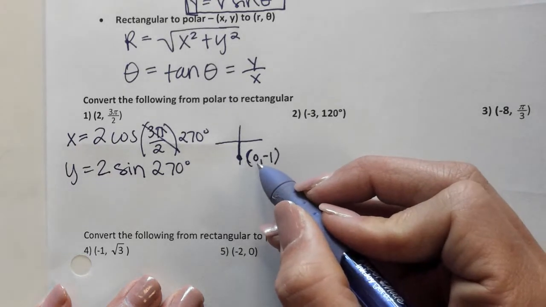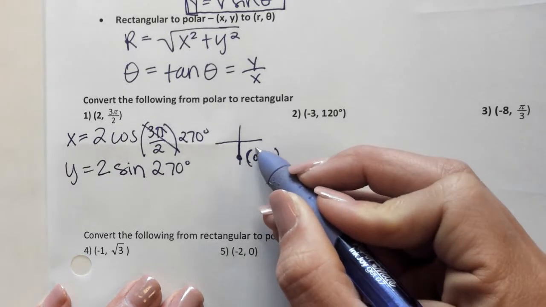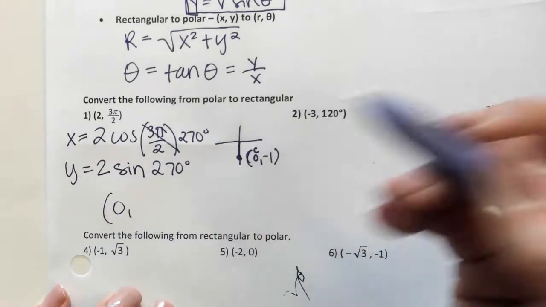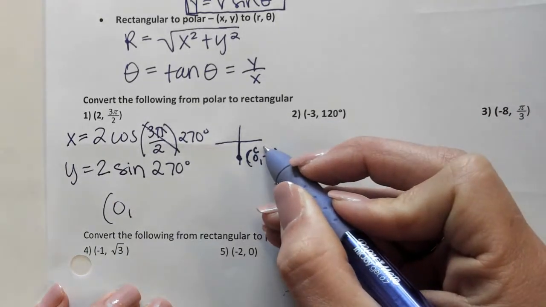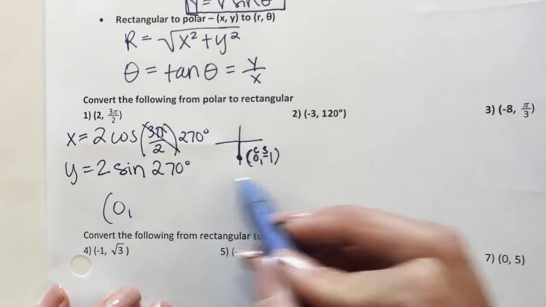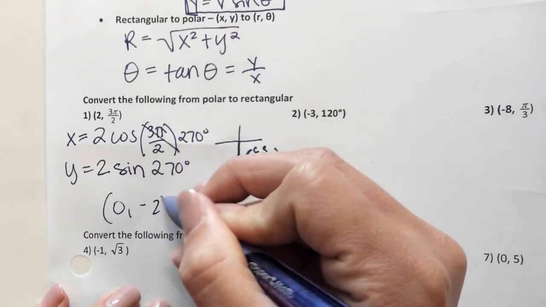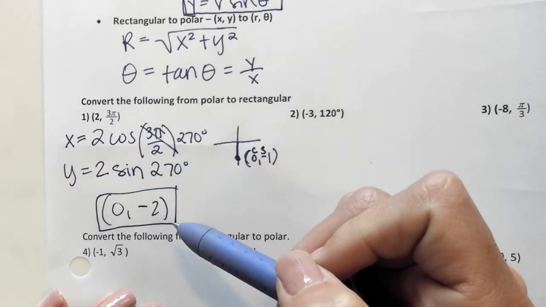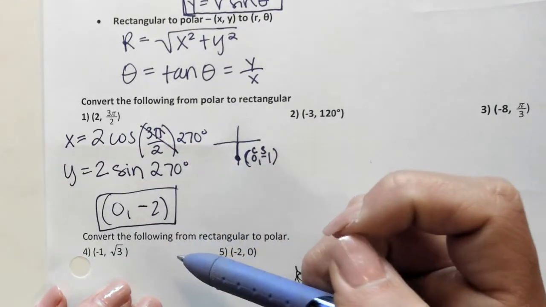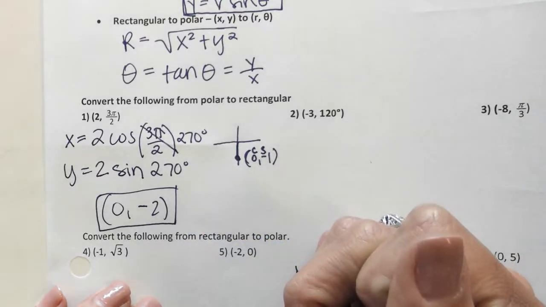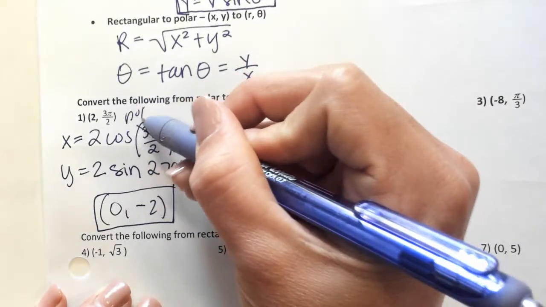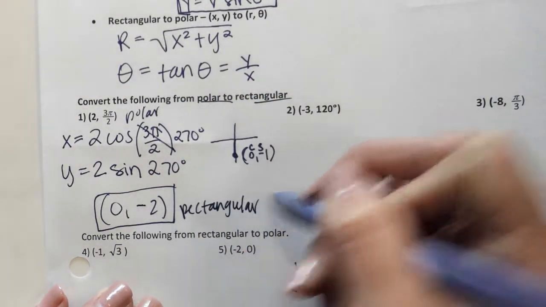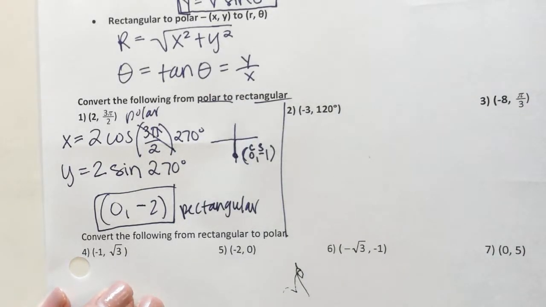So cosine of 270 is going to be 0. It's always your x value. So what's 2 times 0? Good. And your y value is always going to be sine. So it's going to be 2 times negative 1, which is what? Very good. So this was the polar coordinate. This is your rectangular coordinate, or sometimes you'll hear it called Cartesian. This is the polar, because it says go from polar to rectangular. This is your rectangular. Alright. Next one together, and then I'll let you do 3 on your own.